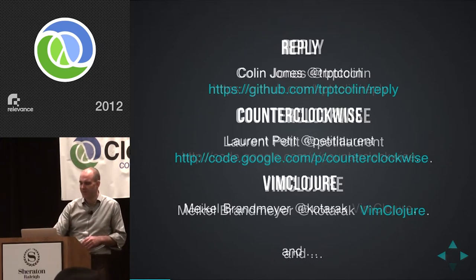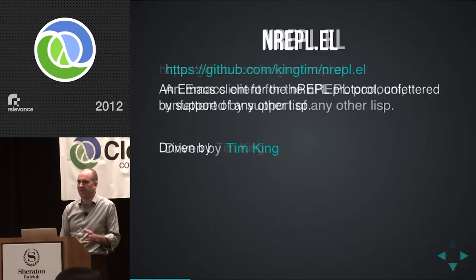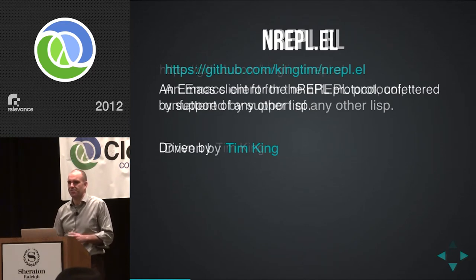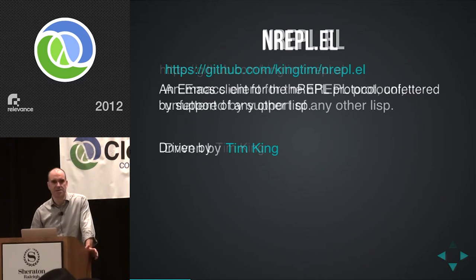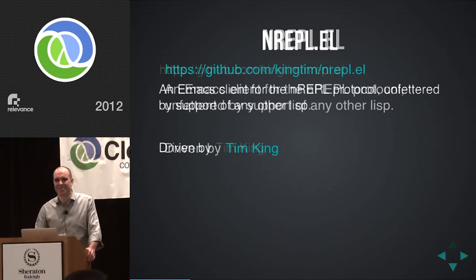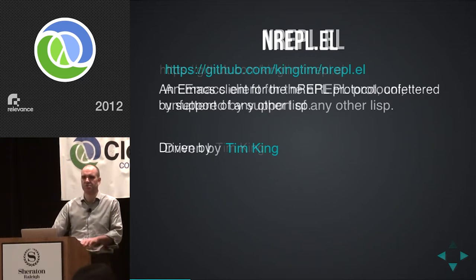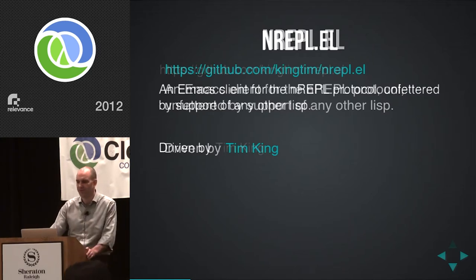And the final client I haven't mentioned yet is nrepl.el. So nrepl.el is being driven by Tim King. It's an Emacs client for nREPL, and the idea is to be able to replace SLIME with a Clojure-specific client that can do Clojure-specific things and not necessarily be encumbered by supporting Common Lisp or Scheme or any of these other things.